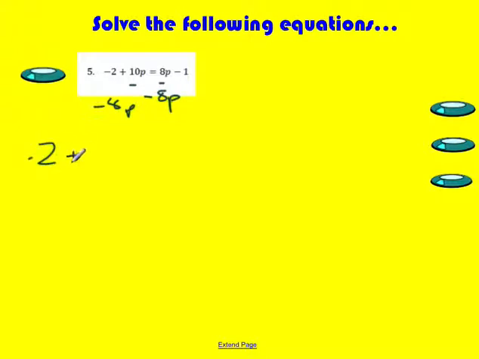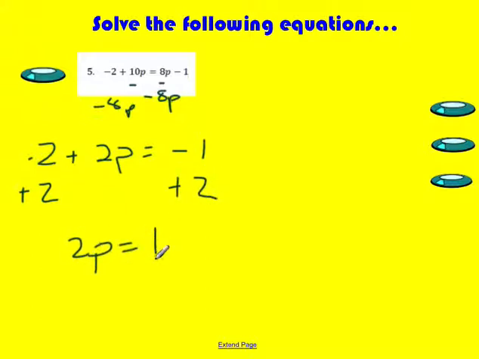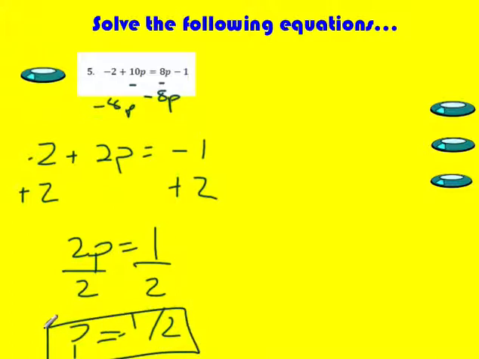So I get negative 2. 10p minus 8p is going to give me 2p, and that's going to be equal to negative 1. So now I'm going to add 2 to both sides since that's a negative 2. So I end up getting that 2p is equal to 1. Divide both sides by 2, and here I'm going to end up getting a fraction as an answer, and that's a-okay. I get that p is equal to 1/2.